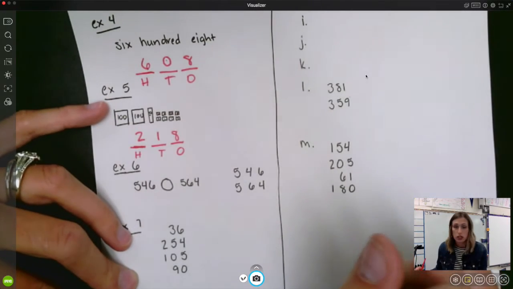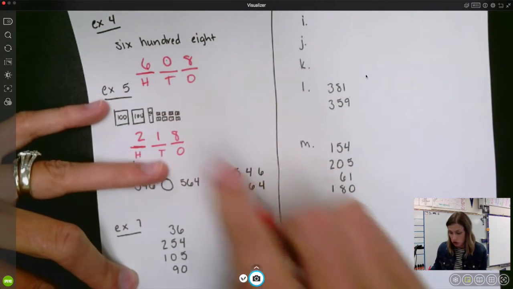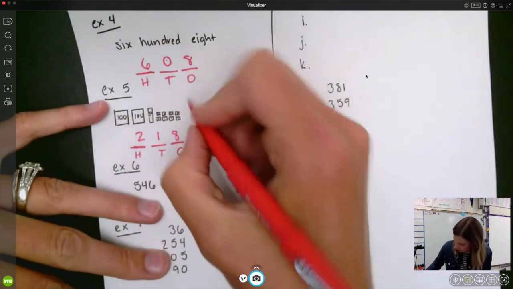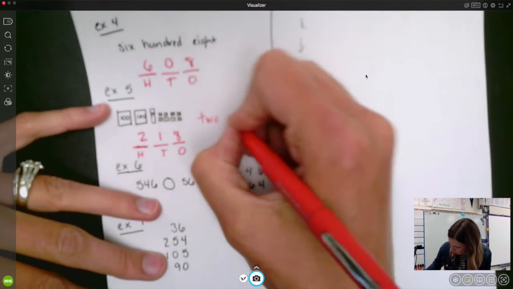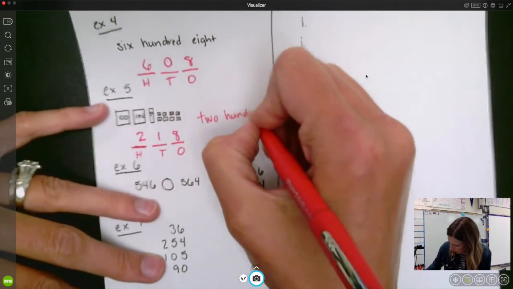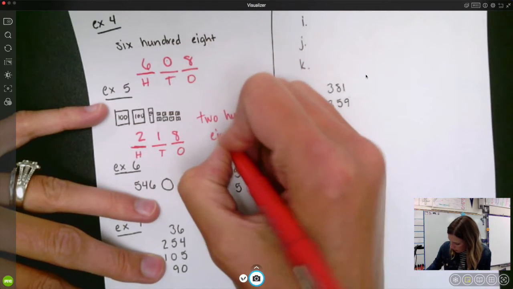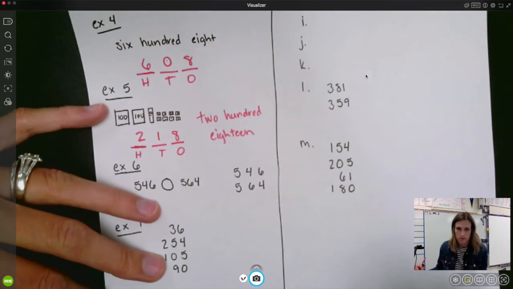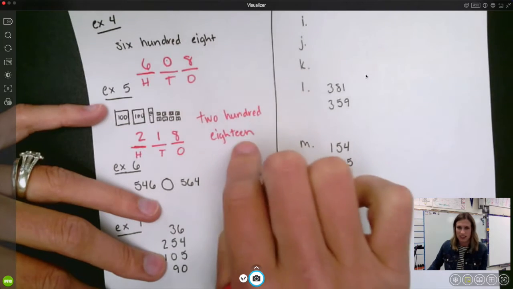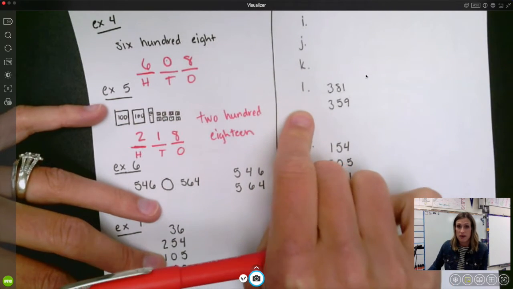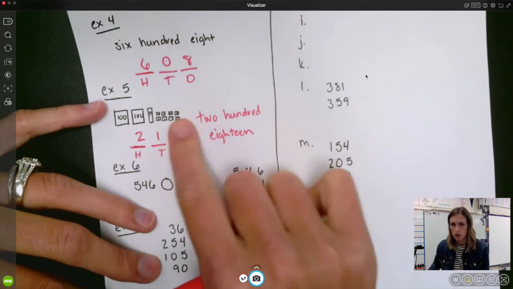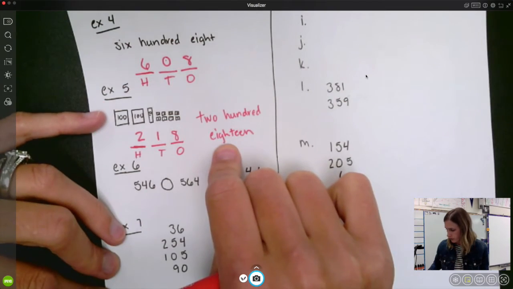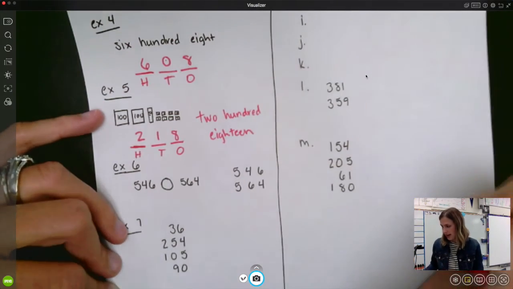Now, the problem said to use words. So we need to write 218 in words. Okay? Notice how I just looped it on the next line because I didn't have space to keep going this way. That's okay, you can do that. So 218. Next, you guys are rocking it today.